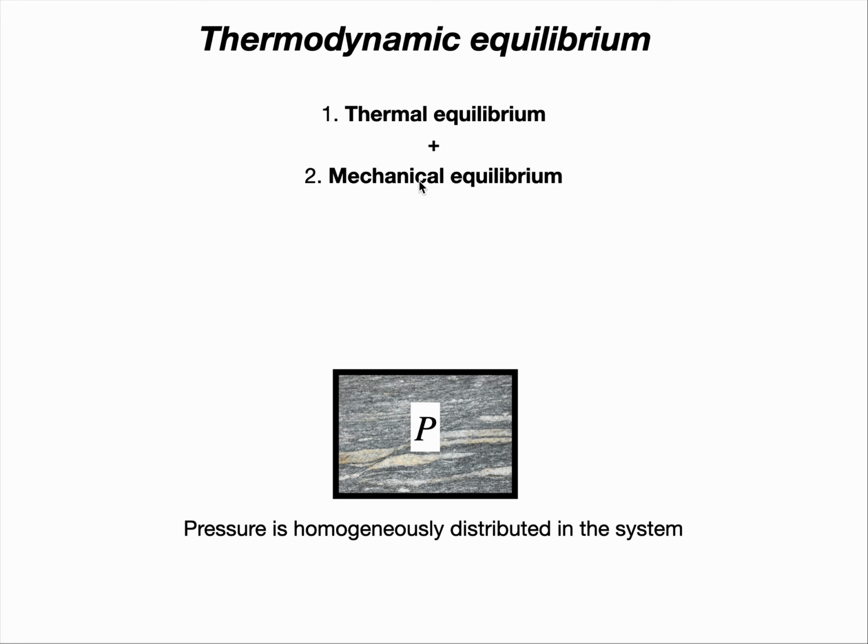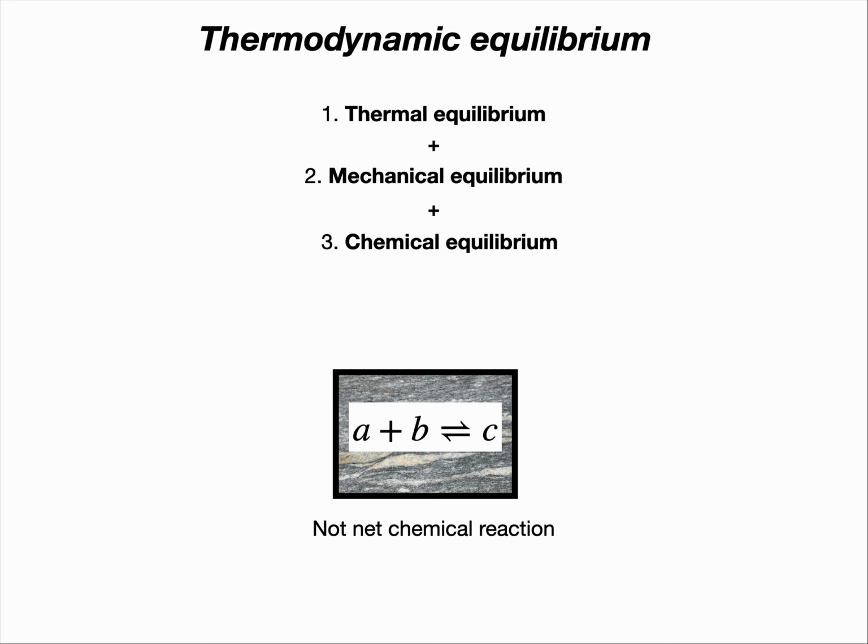Second, we need mechanical equilibrium. Here it means that the pressure is also homogeneously distributed in the system. The pressure is everywhere the same. And third is chemical equilibrium. There is no net chemical reaction. So every reaction that can happen has as much forward rate as backward rate.